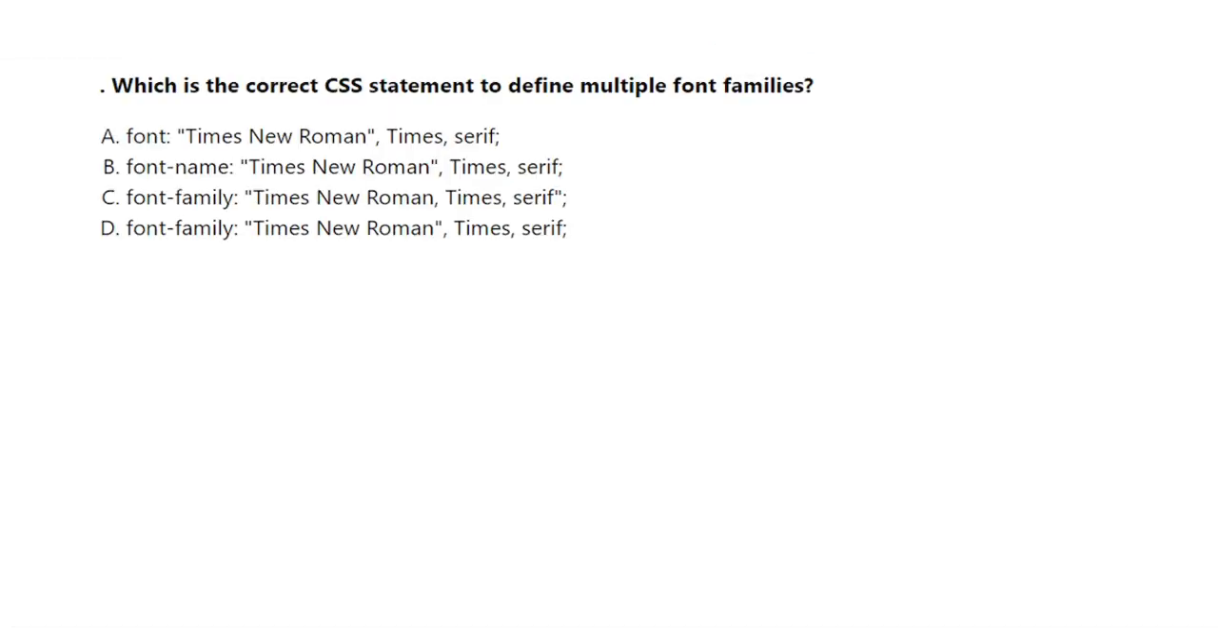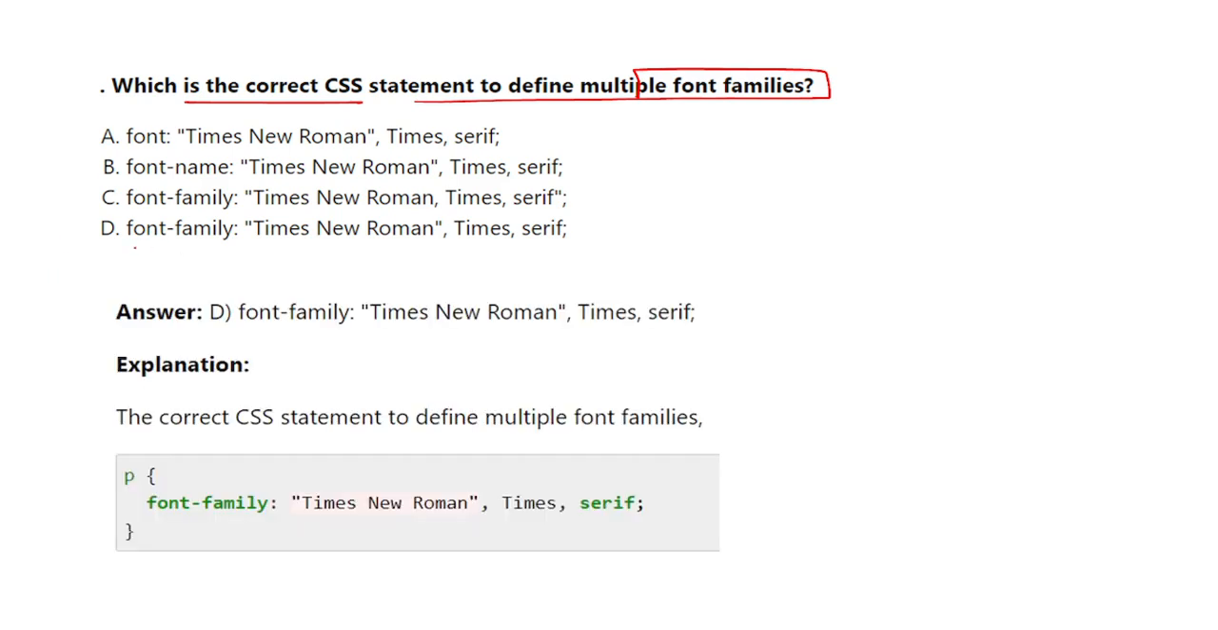Now let's move to the question which says: which is the correct CSS statement to define multiple font families? So let's take an example here. In a particular paragraph, when you want to give multiple font families to the same statement, what formula should you use? The correct answer here is font-family: Times New Roman, Times, serif, etc. Any font family name you can write here. For example, I have written a paragraph.